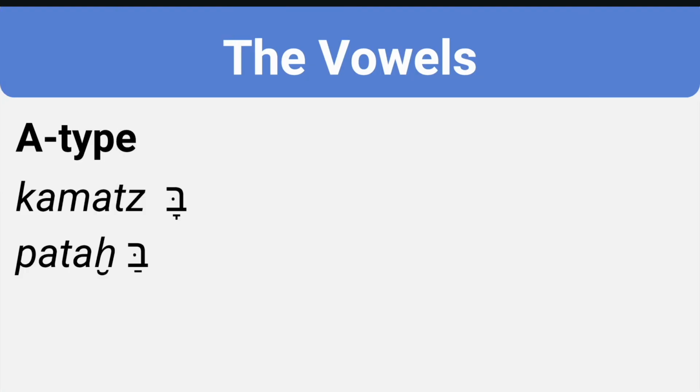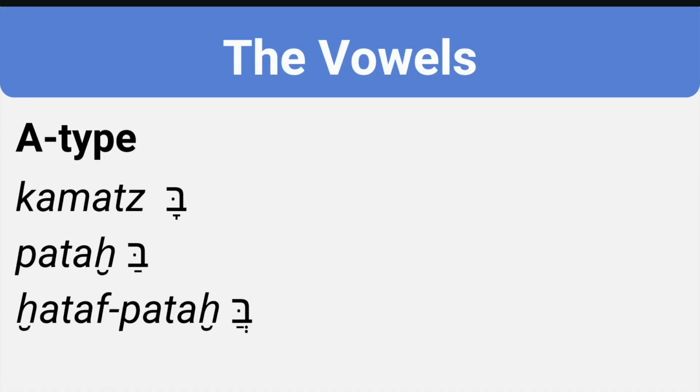Then we have patach, which is the short A-type vowel. And finally, chataf patach, which is the reduced A vowel. And these are the A-class A-type vowels.